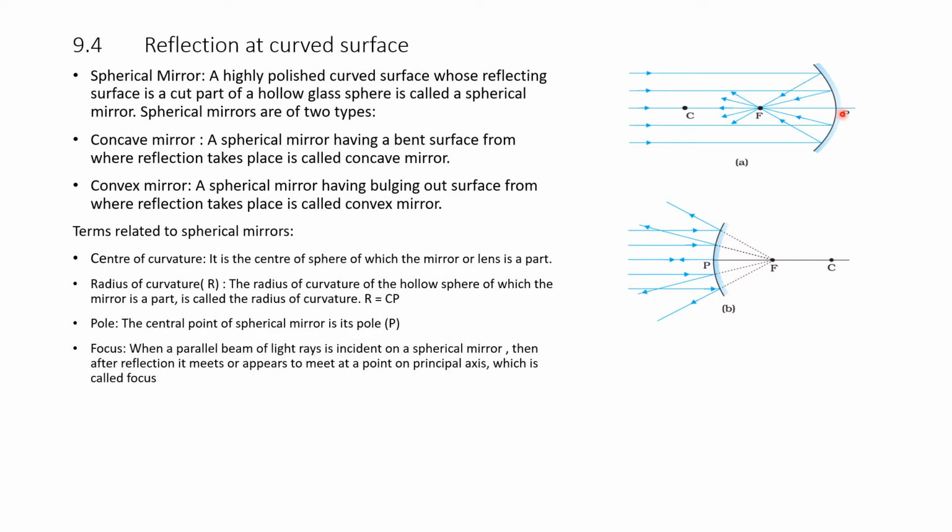This is called the principal axis. So, they meet on the principal axis. This parallel ray meets here, this parallel ray meets here. So, all the rays meet at point F.